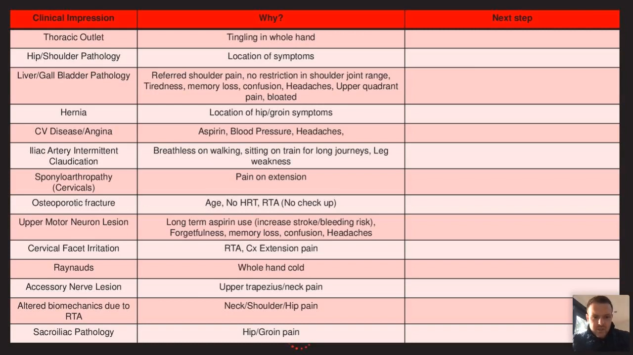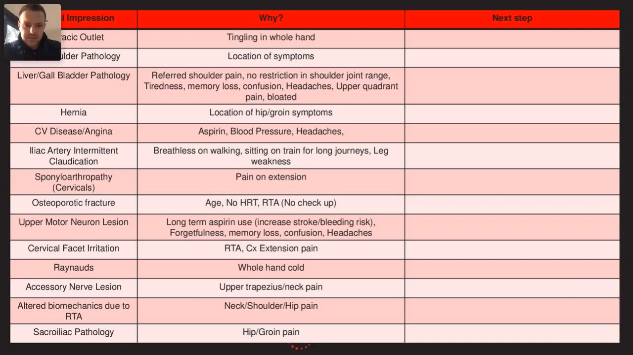Altered biomechanics due to the road traffic accident. She didn't get checked out. Nobody had a look at her. So we could have had some kind of muscle guarding, which has then caused what we call an antalgic gait. So they start to move differently because of the pain. So that could be a problem as well. And then last one, possibly a sacroiliac joint pathology, which is then referring into the hip or the groin. Okay, so we've got a few things that it could be there.